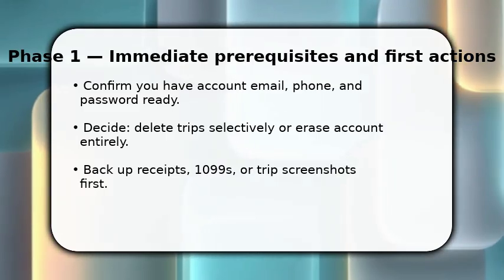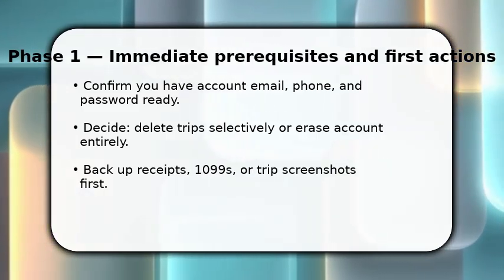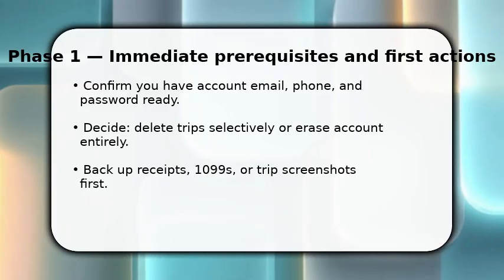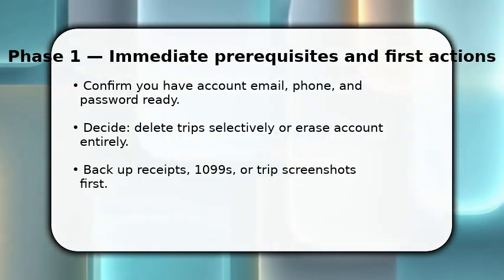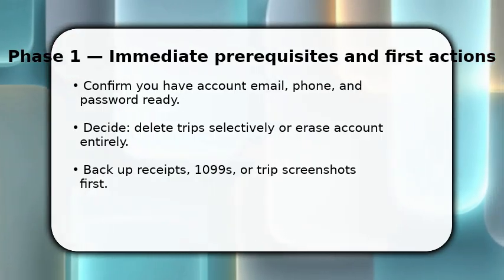Enjoy the video. You start by confirming credentials and deciding what to remove: selective trips or the whole account. Open the Uber app, sign in, and go directly to your trips. This is where individual trip records live.